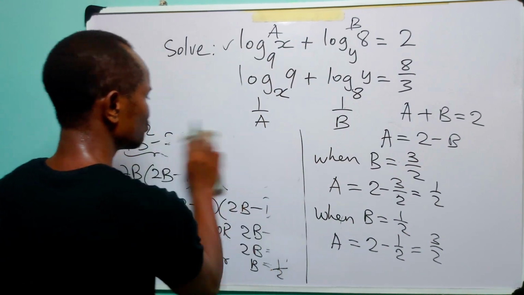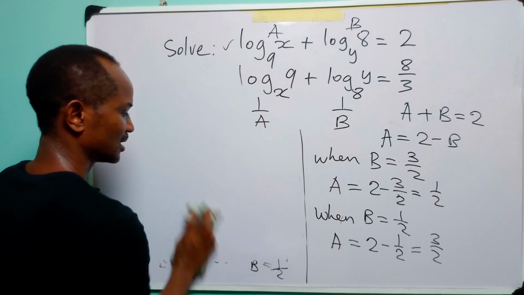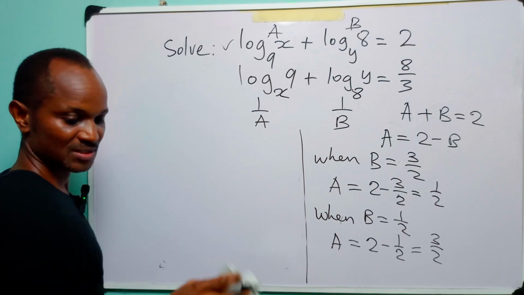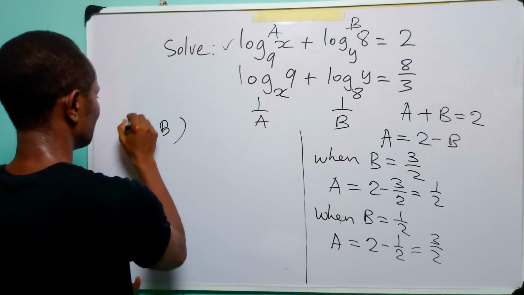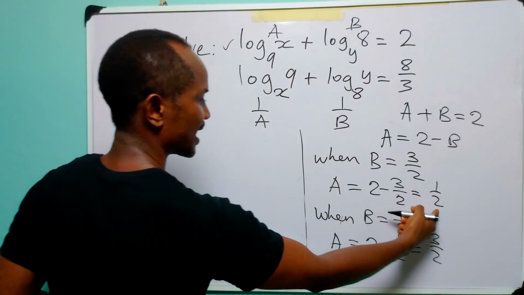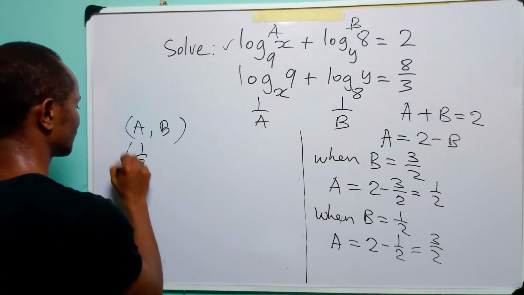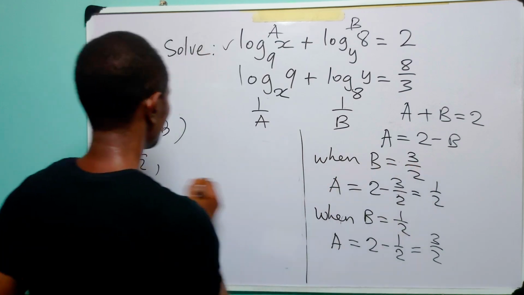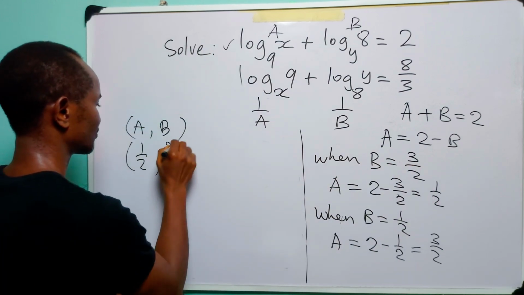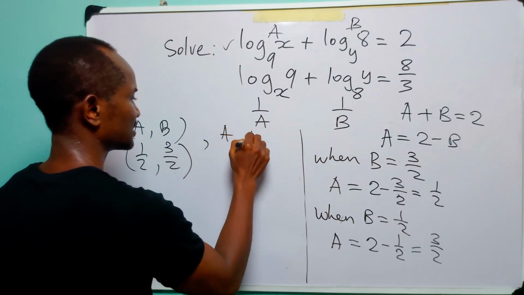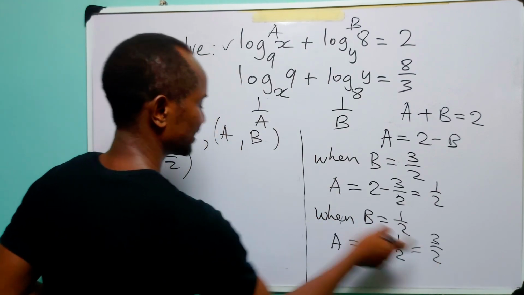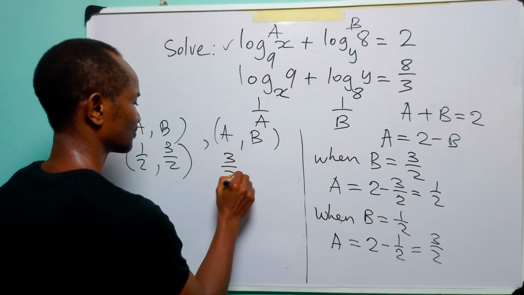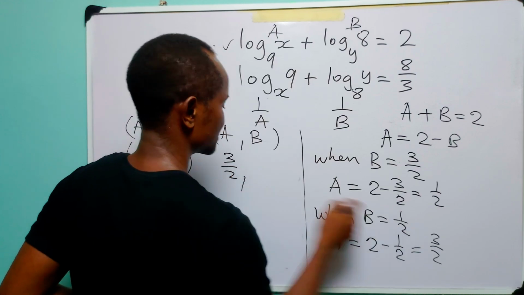So we have that the 2 points that satisfy these two equations are (a, b) when a is half, b is 3 over 2. And the second point, (a, b) when a is 3 over 2, b is half.